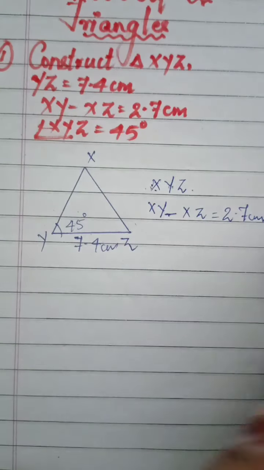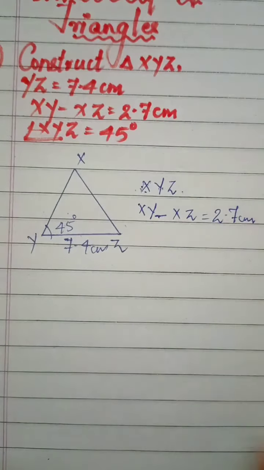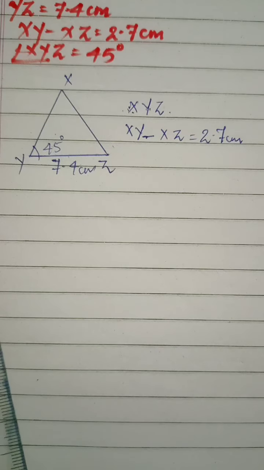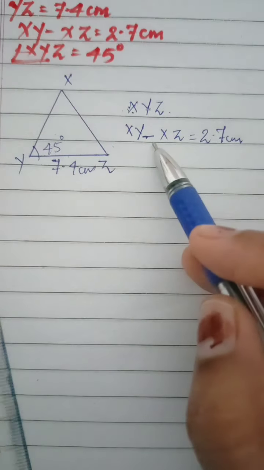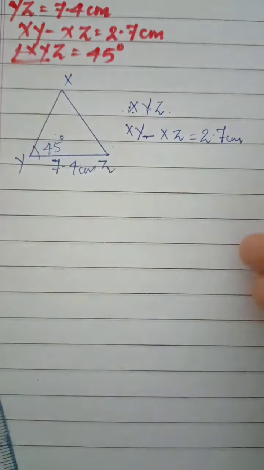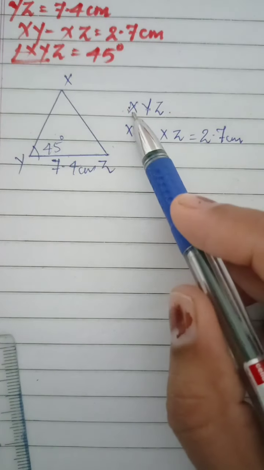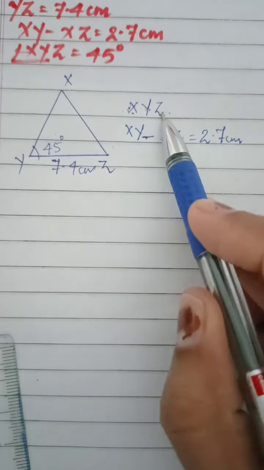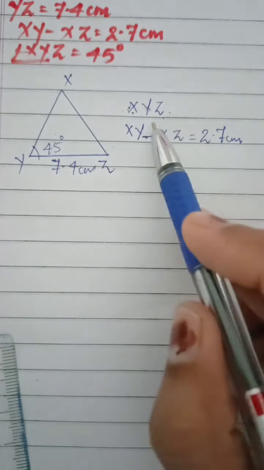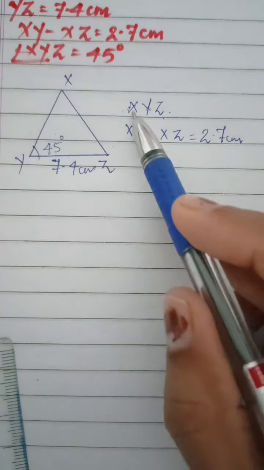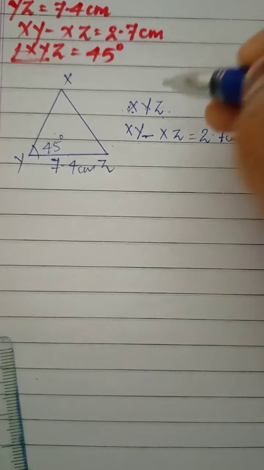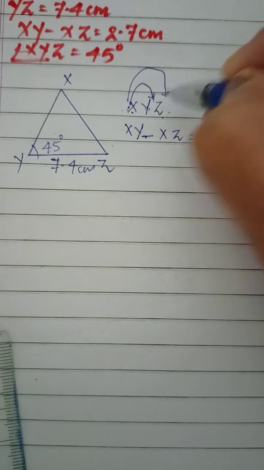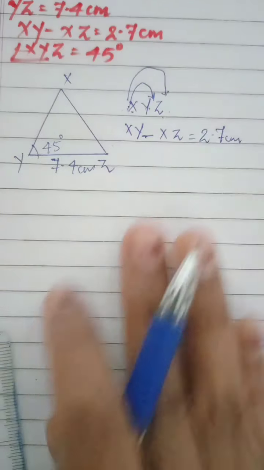If you have the difference given in this format, you will follow these steps. Only one small change you have to do if you have the difference given in another way. That we will be discussing later. So if it is XY minus XZ, that is given this way, we will follow this method.